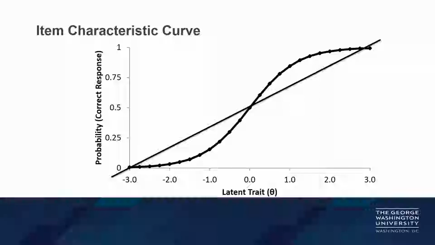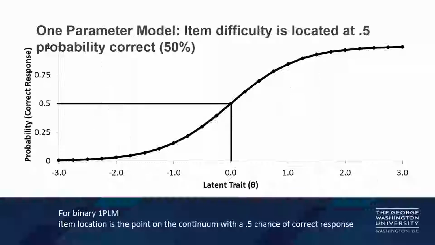Instead of our line continuing straight on forever into values which would be impossible above 1 and below 0 for probability correct, we have our logistic function which is continuously approaching 0 but never reaching it, and approaching 1 but never reaching it instead. But I find it helpful to compare our item characteristic curve and the mathematics of that to our linear models if we're having a little bit of problem understanding what this function means.